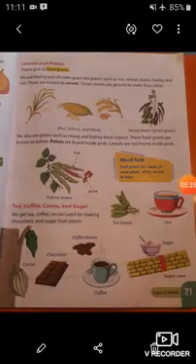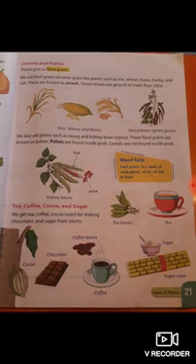Now let's come to the next topic, cereals and pulses. So students, plants give us food grains. Now let's discuss the food grains that are given below. We eat food grains of some grass-like plants such as rice, wheat, maize, barley and oat. They are known as cereals. Some cereals are ground to make flour.